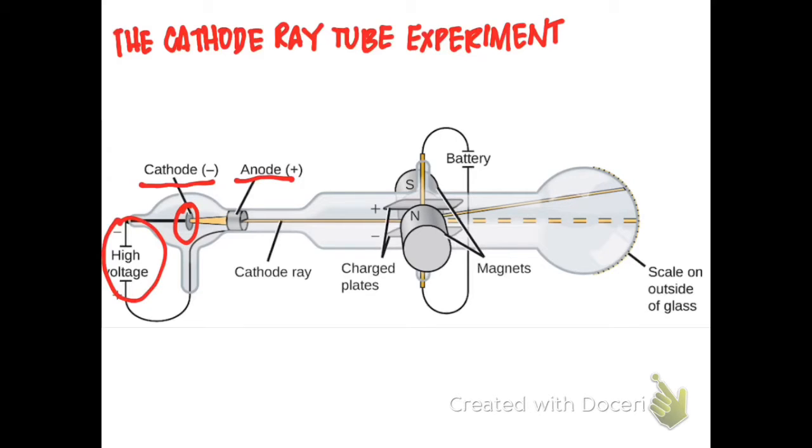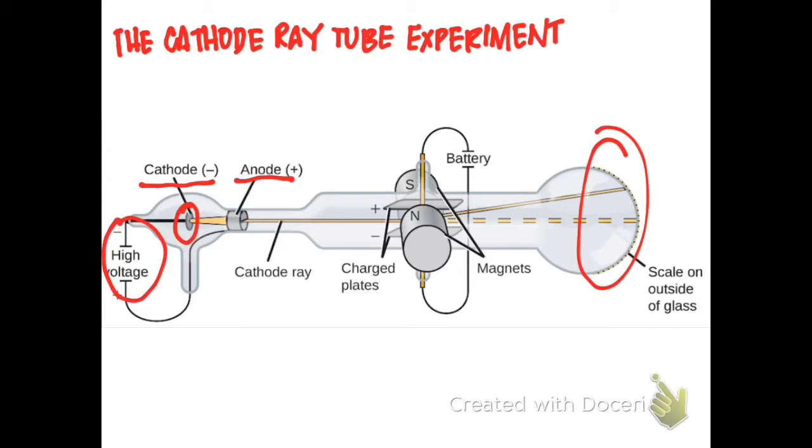The ray can be detected by painting a material known as phosphorus onto the far end of the tube beyond the anode. The phosphorus will spark or emit light when impacted by the cathode ray.